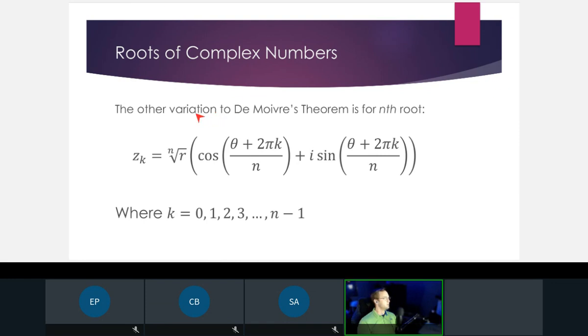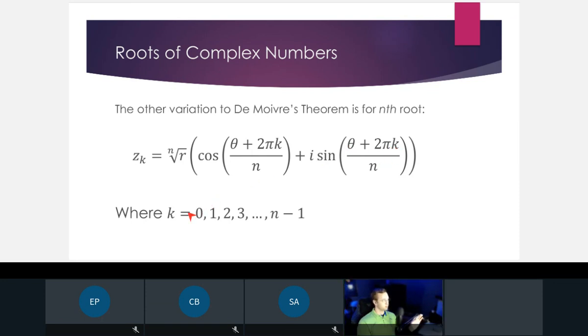All right, so we're going to use the other variation of DeMoivre's theorem for the nth root. That formula is what you see here. So this is z sub k is equal to the nth root of your r value times the cosine of theta plus 2 pi times k all over n plus i sine of theta plus 2 pi k over n.